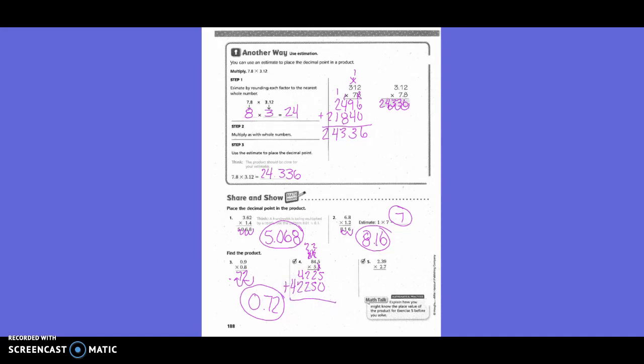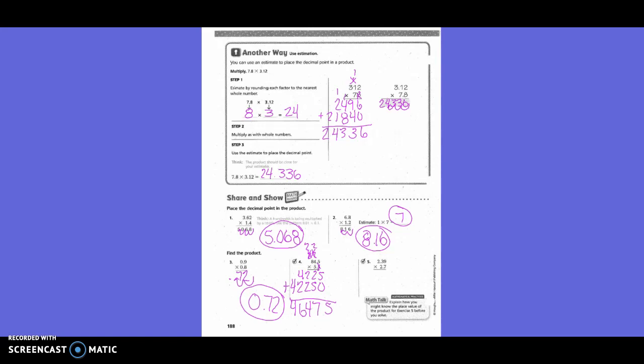Add. 5 plus 0 is? 5. 2 plus 5 is? 7. 2 plus 2 is? 4. 4 plus 2 is? 6. And then bring down our 4. Now, how many place values do we have? We have 84 and 5/10.